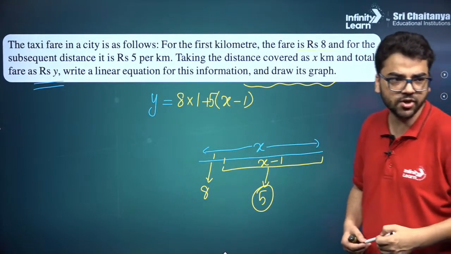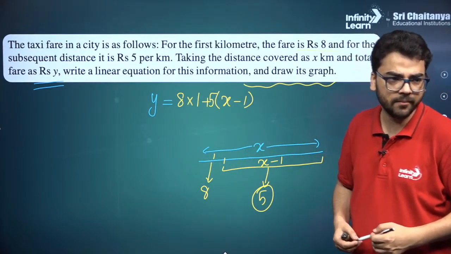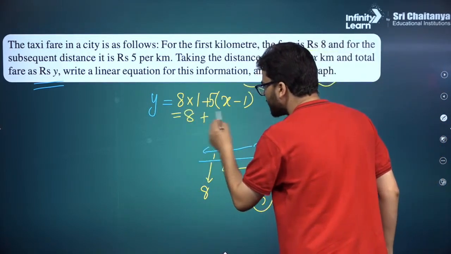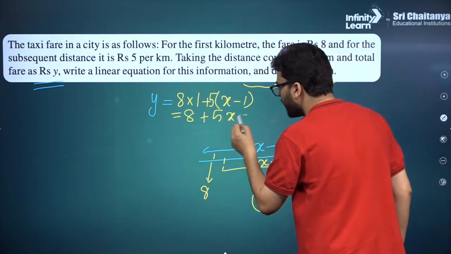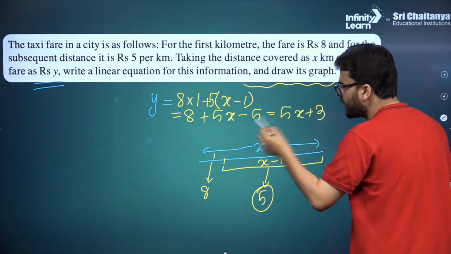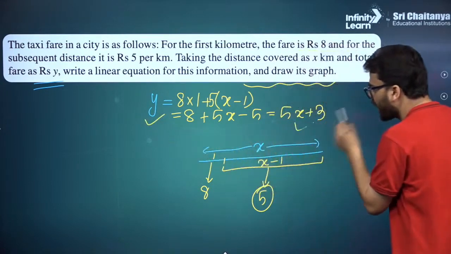Very good. That is correct, Jayashree. You have done some mistake, Bimla, maybe. So you can just simplify this. Open up the bracket, 8 plus 5x minus 5 over here, and that will give us 5x plus 3. So can I not simplify this? We have got y is equal to 5x plus 3.